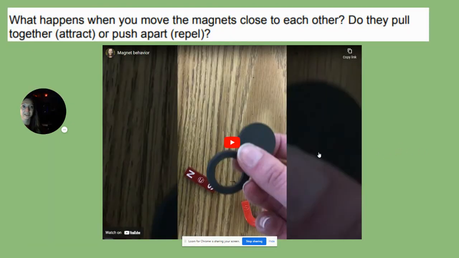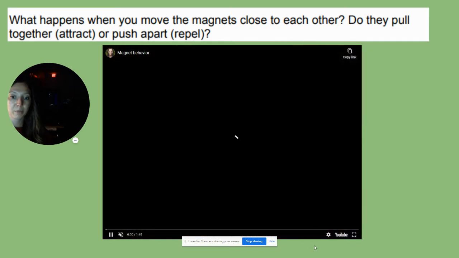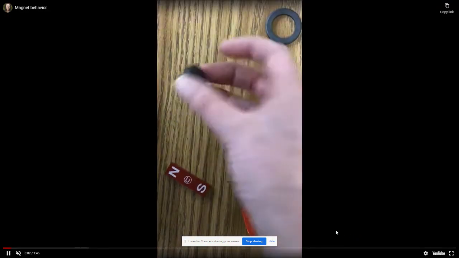All right, next up, we are going to be exploring what happens when you move the objects close to each other. Do they pull together, attract, or do they push apart, which means repel? So there are really 2 questions happening here. The first one says what happens when you move the magnets close to each other. Let's explore that by watching our video. There is no sound.